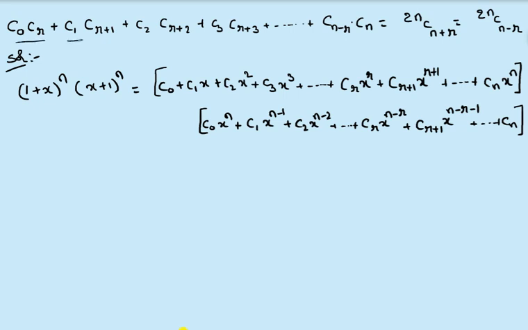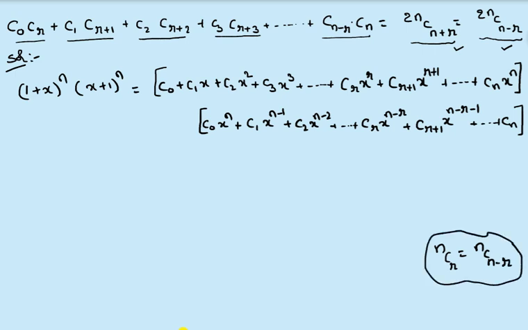C0 CR plus C1 CR plus 1 plus C2 CR plus 2 plus C3 CR plus 3 and so on, Cn minus R into Cn, is equal to 2nC n plus R, or we can write 2nC n minus R. Both are the same only because nCR is the same as nC n minus R. With the help of this particular formula, both are the same. That's why we have to show this is 2nC n plus R or 2nC n minus R.